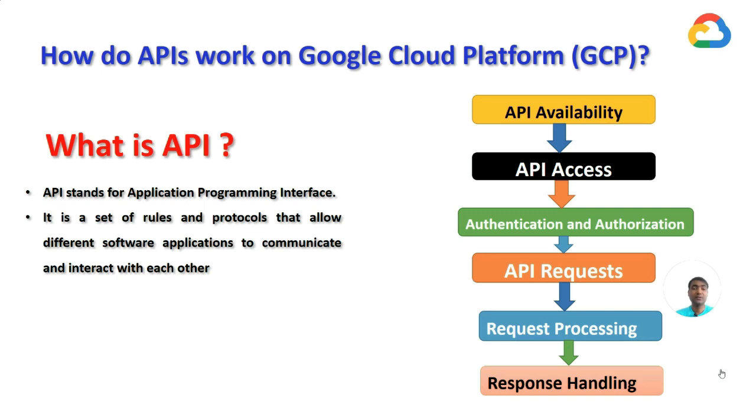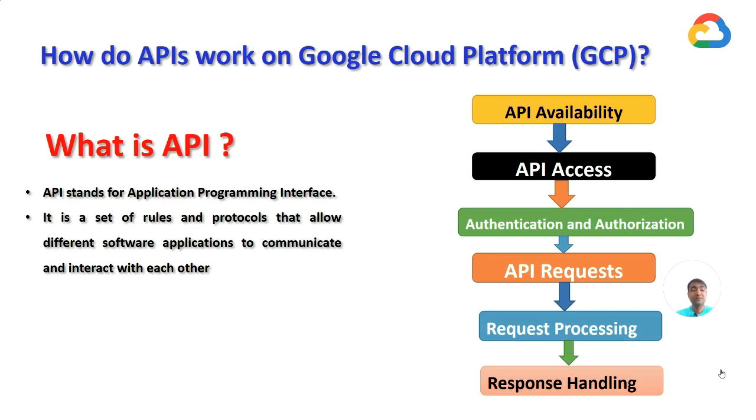Once authentication is set up, you can make API requests to interact with GCP services. API requests are typically sent using the HTTP protocol, and when a GCP API request is received, GCP validates the request, checks authentication and authorization, and processes the request based on the specific API method. This may involve accessing or modifying resources within the GCP services, performing computation, and executing the specific action.